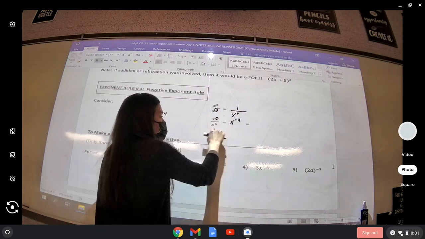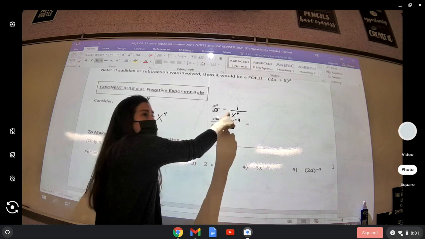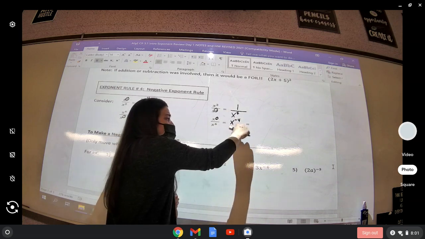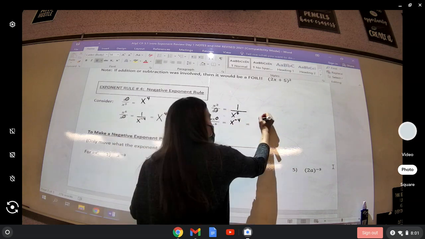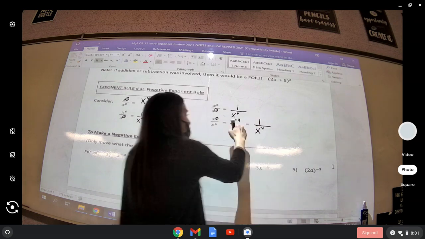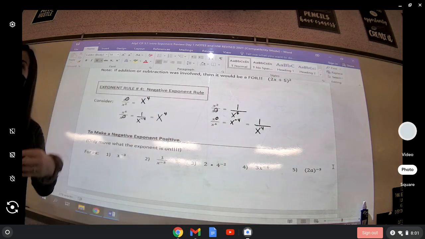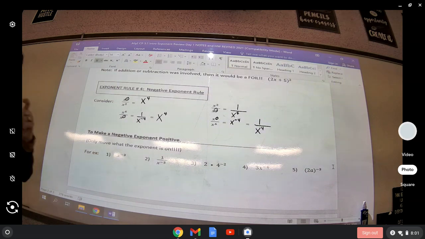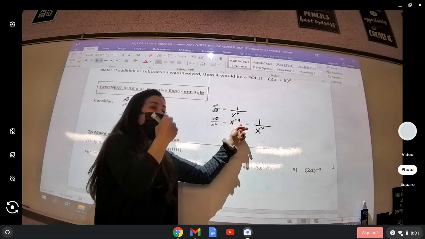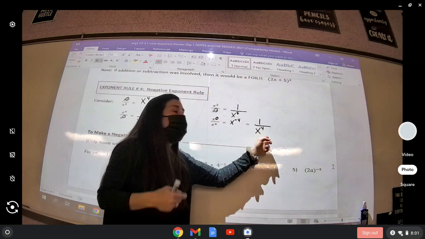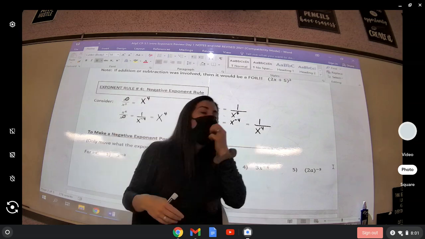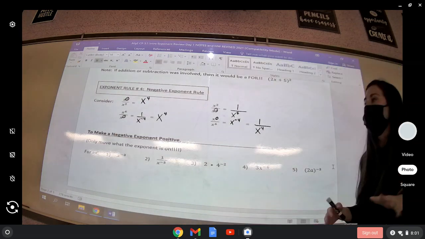So I already know the answer to this problem is 1 over x to the 4th. So that means x to the negative 4th must equal that as well. So that means x to the negative 4th is really 1 over x to the positive 4th. So if an exponent was negative on the top, that means it would be positive on the bottom. So that is exponent rule number 4.